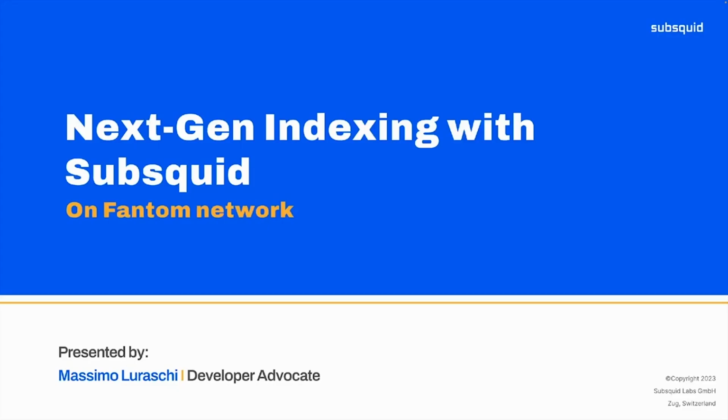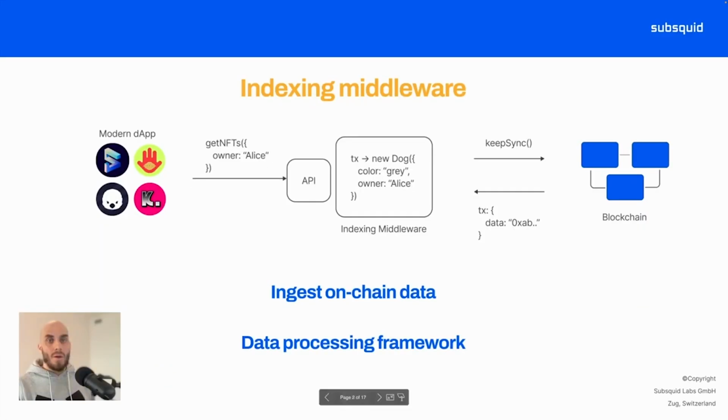Hi, I'm Massimo, Dev Advocate at Subsquid, a framework and toolkit for building custom ETLs and GraphQL APIs for blockchain data. For those who don't know, an indexing middleware allows you to easily access on-chain data by ingesting it and storing it in a more structured manner.